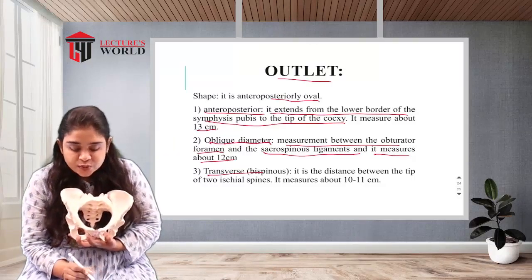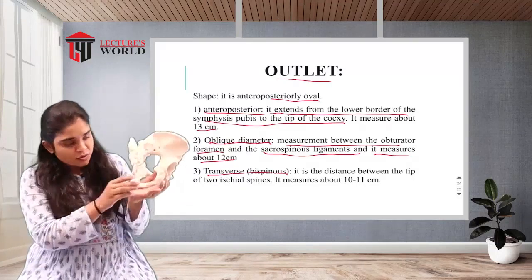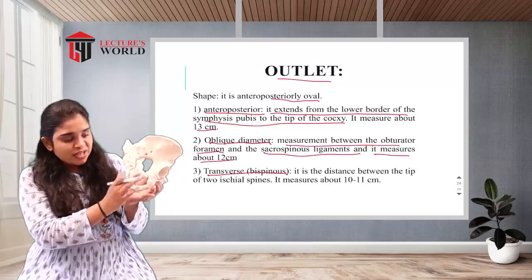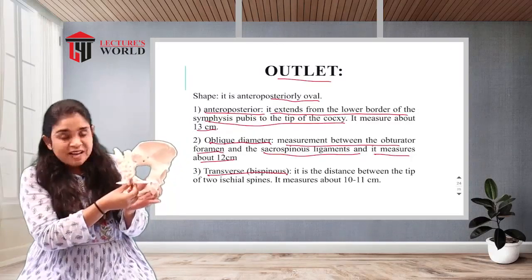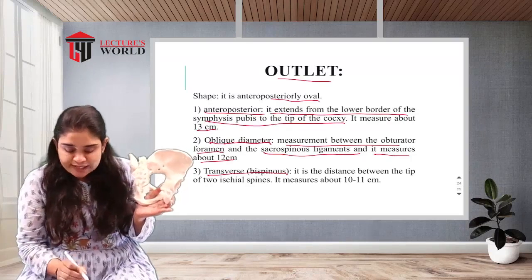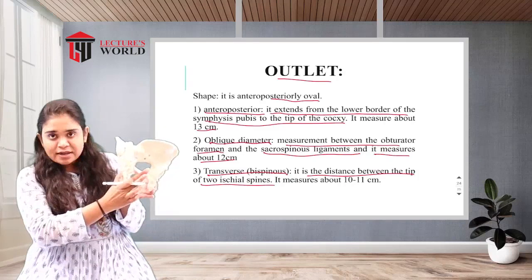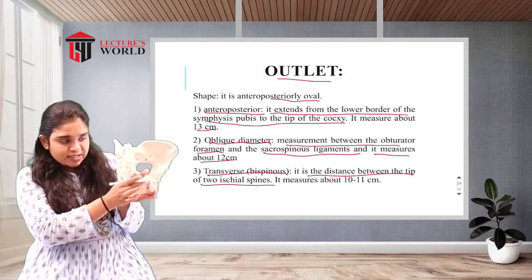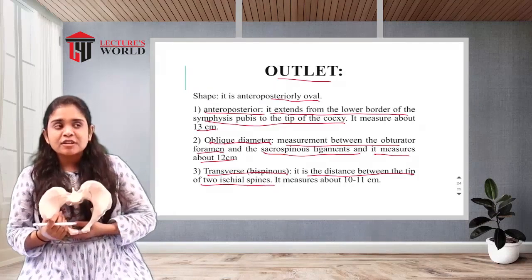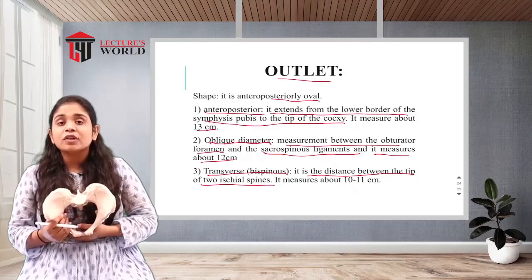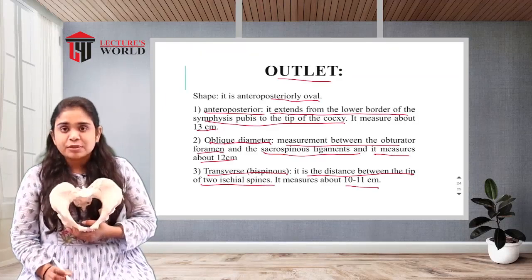Then the transverse diameter, that is the bispinous diameter. This is the outlet and the transverse diameter will be like this only. It is the distance between the tips of the two ischial spines. The ischial spine is there and you take its tip. The distance between the two ischial spines is known as the bispinous diameter, otherwise the transverse diameter of the outlet. It measures about 10 to 11 centimeters.